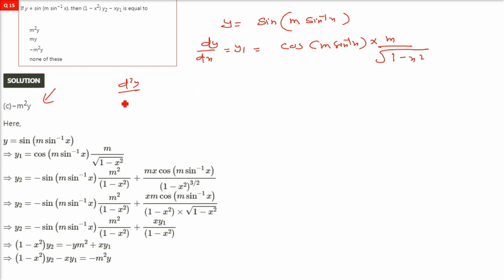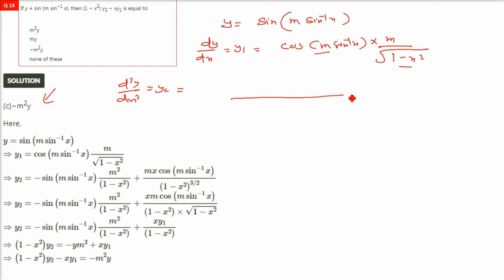y2 differentiation, that is d2y by dx2, we have to do. So you can use the p by q form, or you can use the p into q form, where p can be cos m sine inverse x and q can be 1 by under root 1 minus x square. That's up to you. You can apply whichever approach you want. The result is going to be the same. So what should we do?